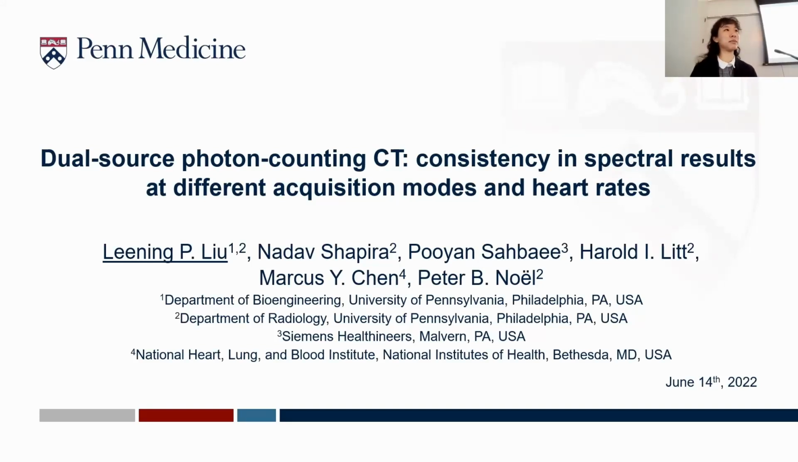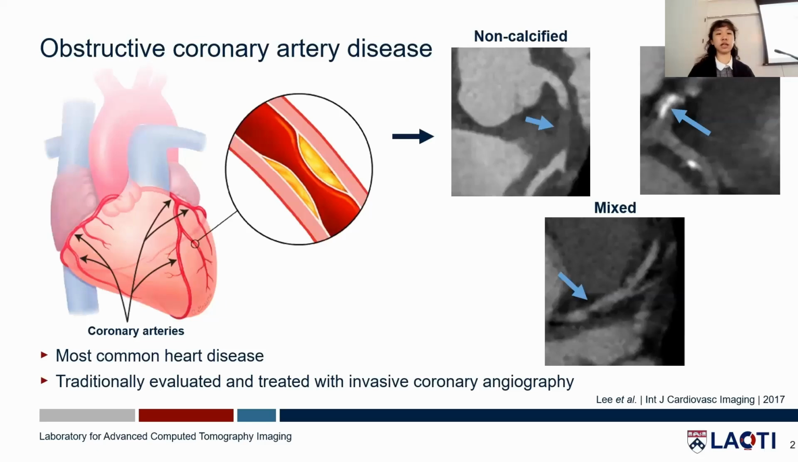So today I'll be talking about dual source photon counting CT, consistency in spectral results at different acquisition modes and heart rates. Heart disease is the leading cause of death for adults in the US. And of those heart diseases, obstructive coronary artery disease is the most prominent. It describes the blockage of coronary arteries as seen here on the left with a plaque.